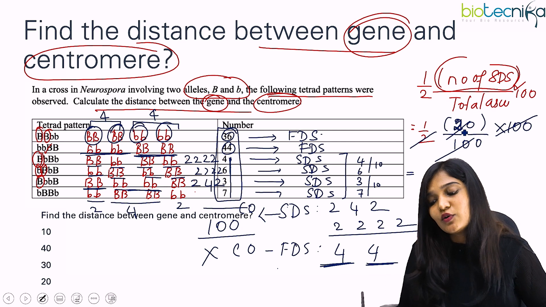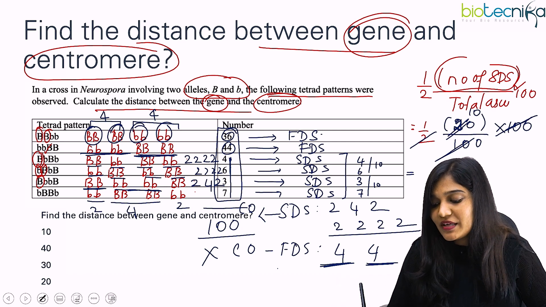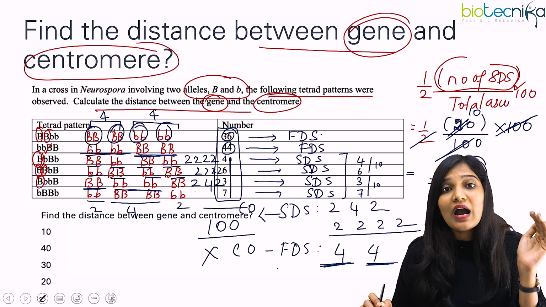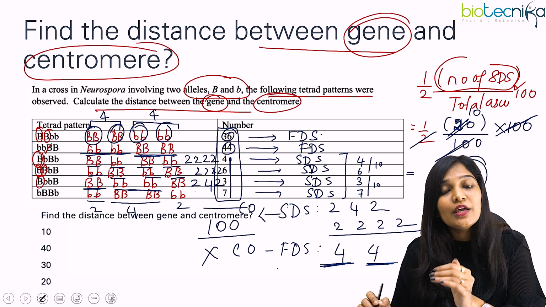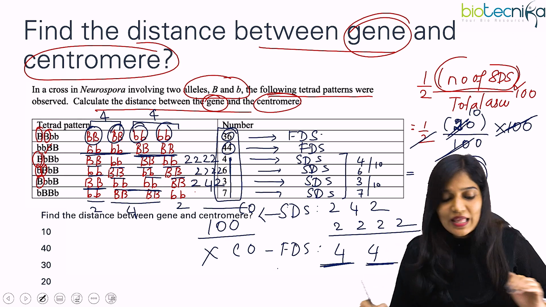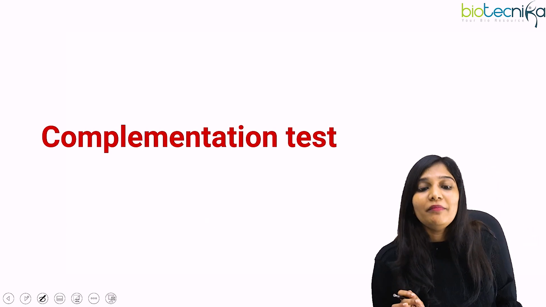This is not 10. This is going to be 20. So it becomes 10 here. So the answer is very simple. If they ask you the distance between the gene and the centromere, half into number of SDS, you have to calculate SDS, which means 2222 or 242. And the answer is very simple. It's option 10.